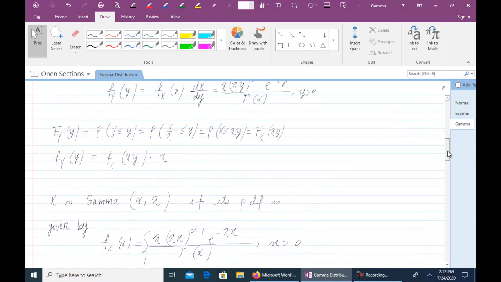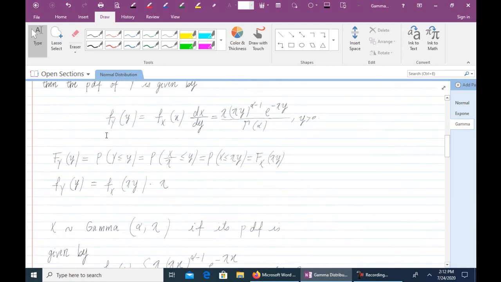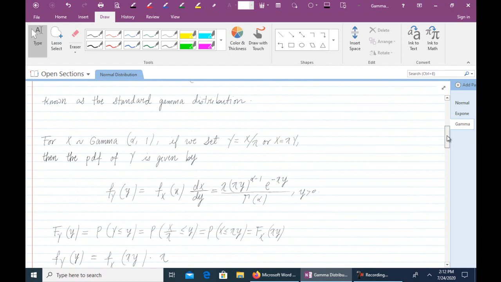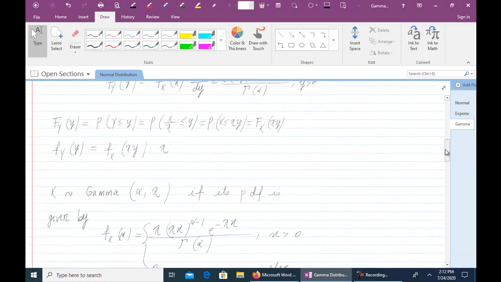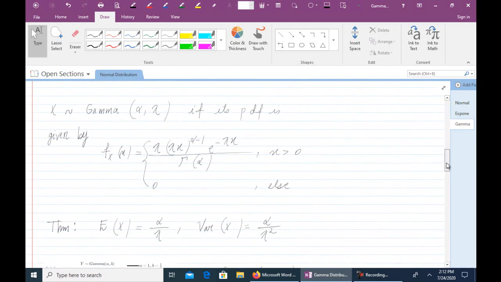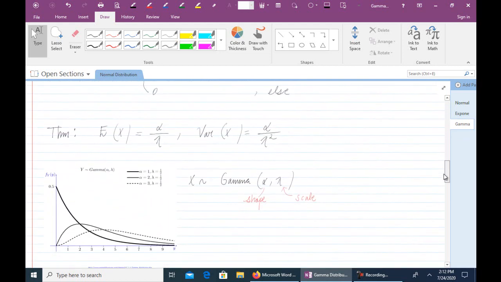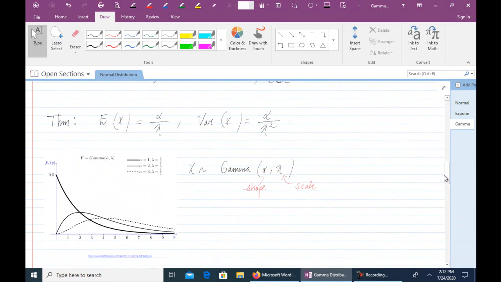I wrote this in terms of y before, so now I'm just writing that in terms of x. Obviously this new x here is taking the place of the previous y. Now the expected value or the mean value of x when x has gamma distribution with parameters alpha and lambda is given by alpha divided by lambda, and the variance is given by alpha divided by lambda squared.